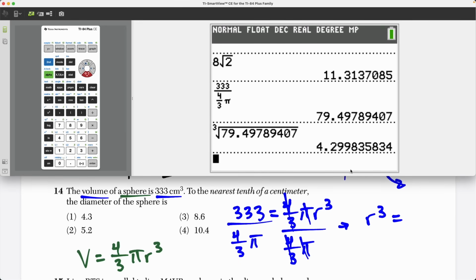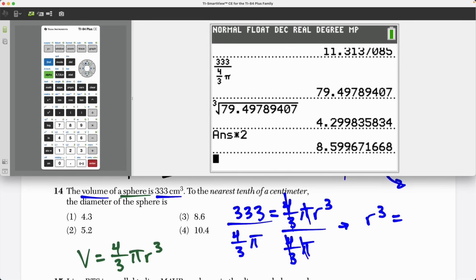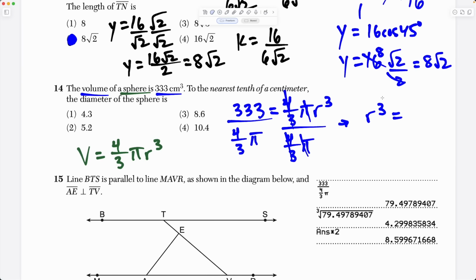Remember, this is the radius. So to get the diameter, we would have to multiply that radius by 2. So we're just going to press times 2 here. And this is going to give us the diameter to the nearest tenth is 8.6. So I'll just make a little space here.